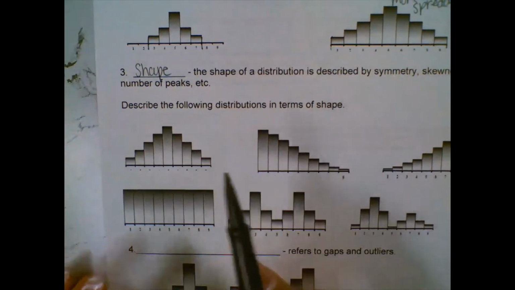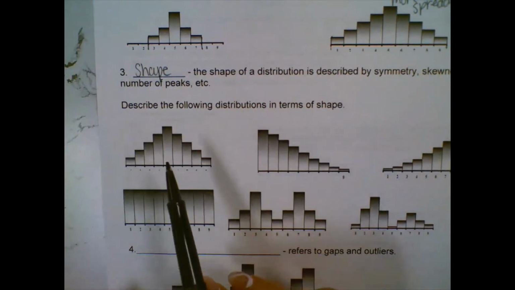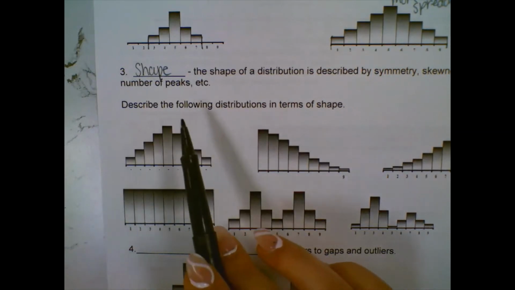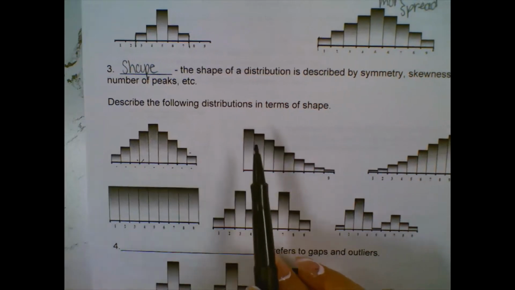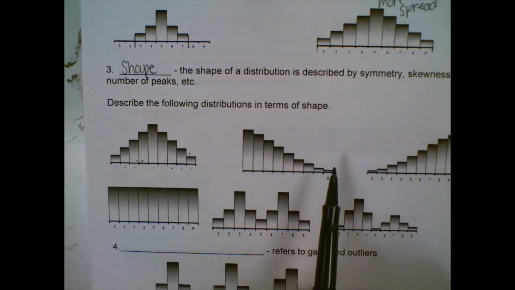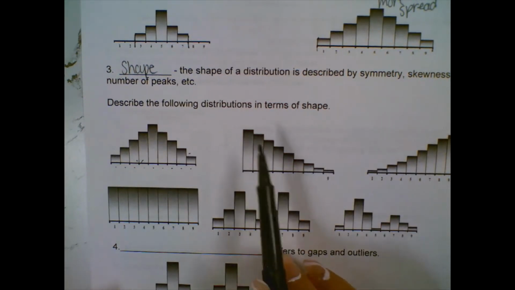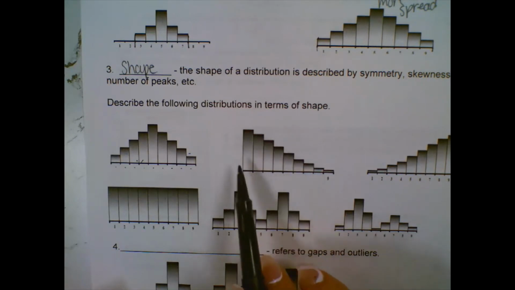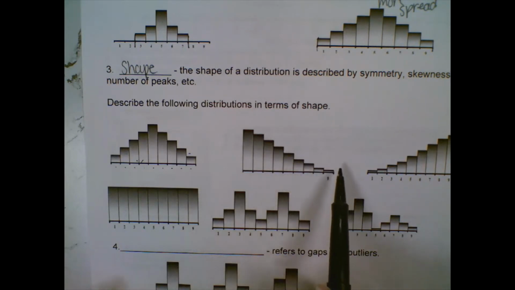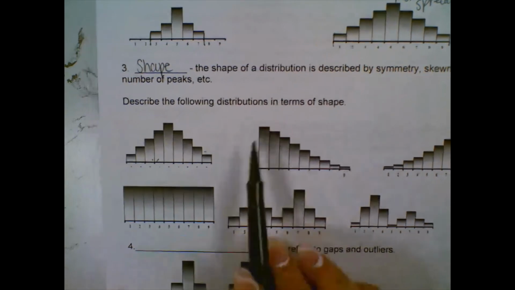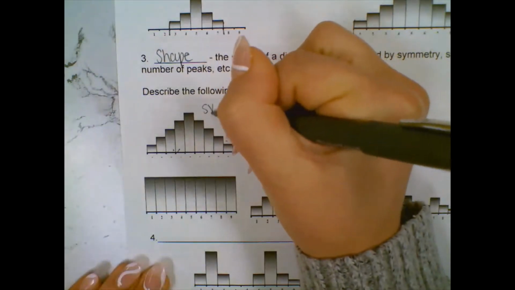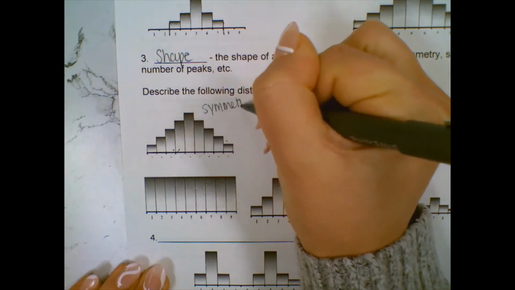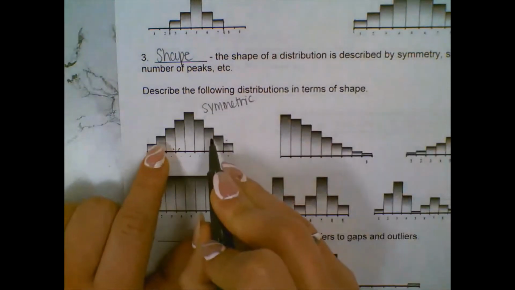The first one would be, where is our center? Is this going to be a symmetric graph where it's the same on either side? Or is my graph going to be skewed some way? Skewed just means that most of our data is in one area, and then it kind of trickles out to the side for some numbers. So here we would describe this one as symmetric because it is perfect on either side.